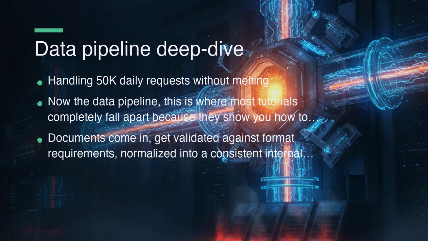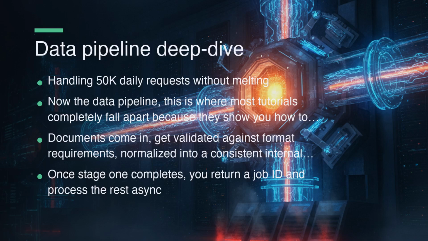The critical insight here is that stages 2 and 3 don't need to block the user. Once stage 1 completes, you return a job ID and process the rest async. But you need robust queue management. I'm using a priority queue system where direct uploads get priority 1, webhooks get priority 2, batch imports get priority 3. And here's the thing no one tells you. You need back pressure mechanisms. When your queue depth exceeds a threshold, you need to start rejecting or rate limiting incoming work.